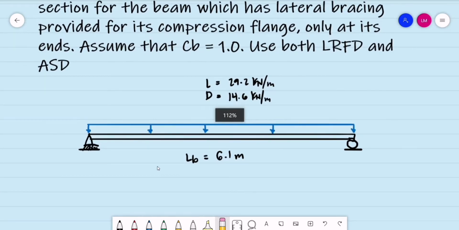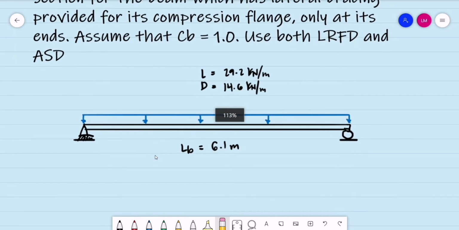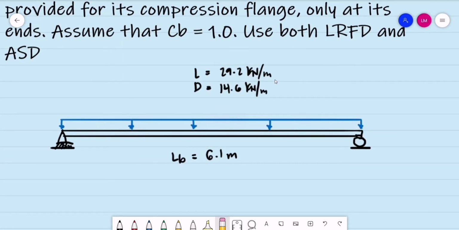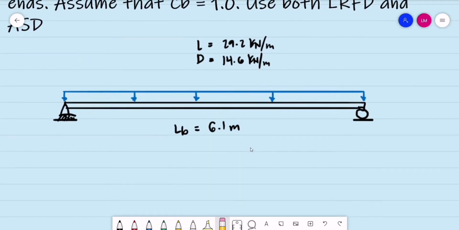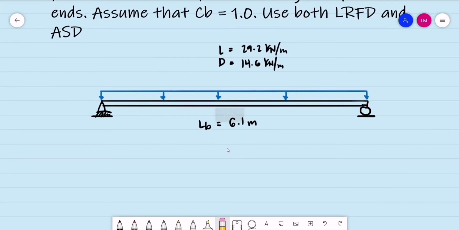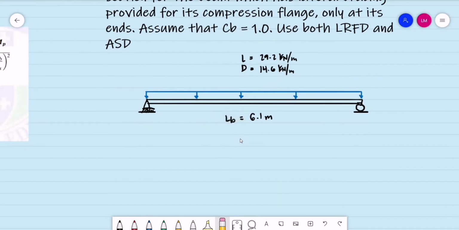So we have this beam carrying a uniform live load and a uniform dead load of 29.2 kilonewtons per meter and 14.6 kilonewtons per meter respectively. So the unbraced length is equal to 6.1 meters.